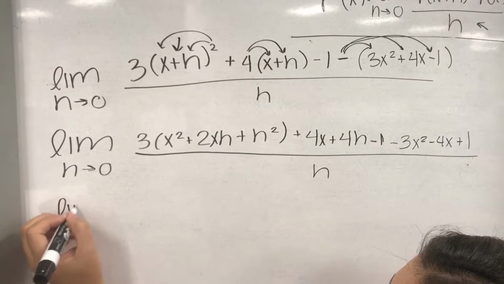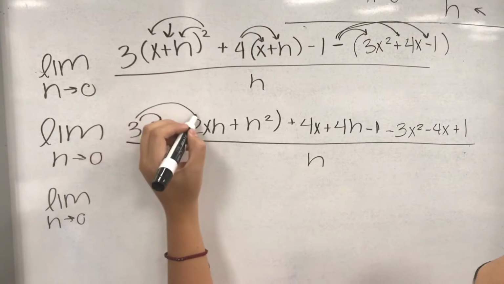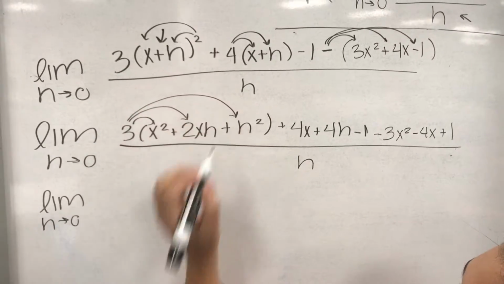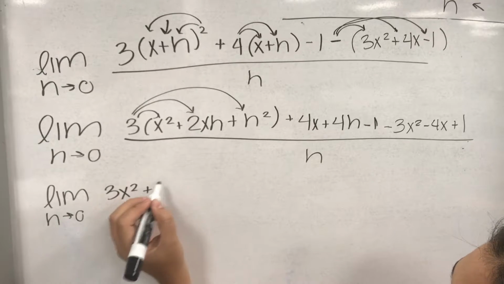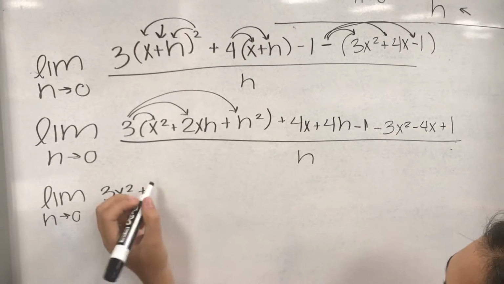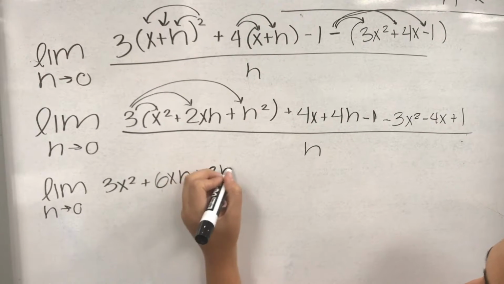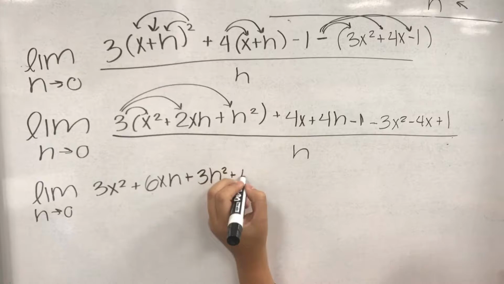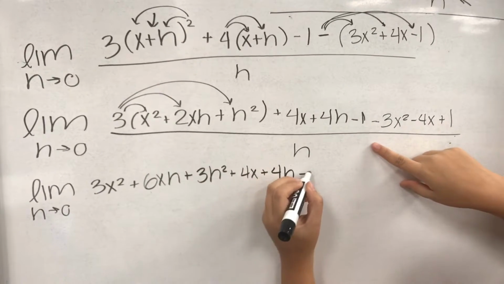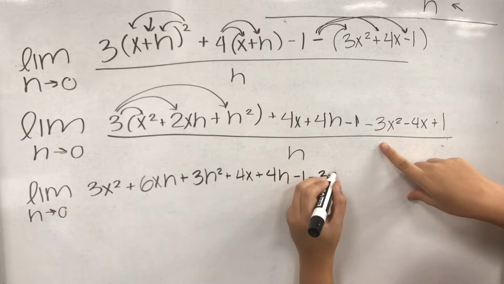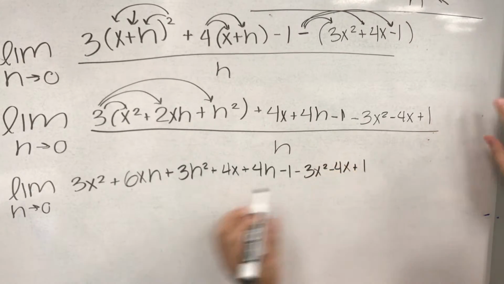Now we rewrite the limit when h approaches 0. Now we have to distribute once again this term so we can expand our equation, which would be 3x squared plus 6hx plus 3h squared. And then we rewrite everything that we previously wrote: minus 3x squared minus 4x plus 1, all over h.